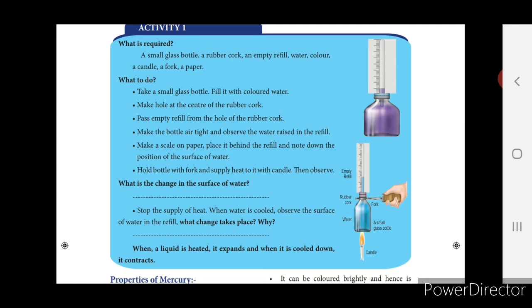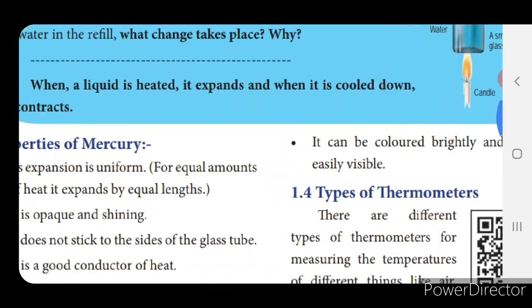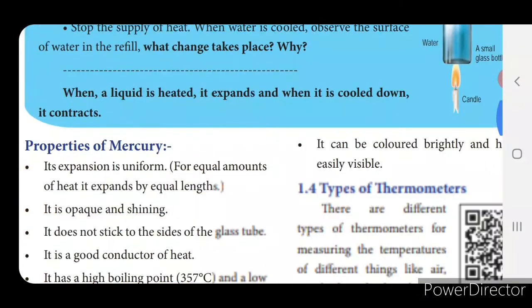So what will happen? The water present in that ink bottle or any bottle you have taken will start to heat up. Yes, the water molecules will start to vibrate and it will go through that straw or the delivery tube. After that you can observe inside the delivery tube the color of the liquid rises. Okay children, at that time you can stop heating. After some time, if you observe, the liquid again comes back to the bottle itself. From this we can say when a liquid is heated it expands, and when it is cooled down it contracts.